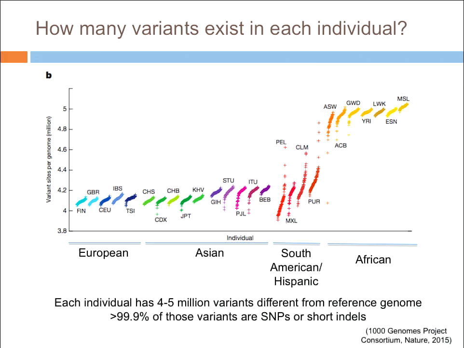That 4 to 5 million divided by around 3 billion gives you that 0.1% of variation. That's how each human is different from every other human. Almost all of that variation is SNPs, these single nucleotide changes, these single nucleotide polymorphisms. 99.9% of those variants are either SNPs or short insertions and deletions, which are called indels.